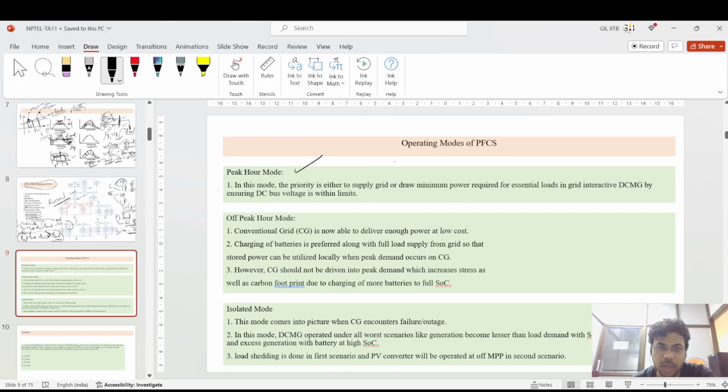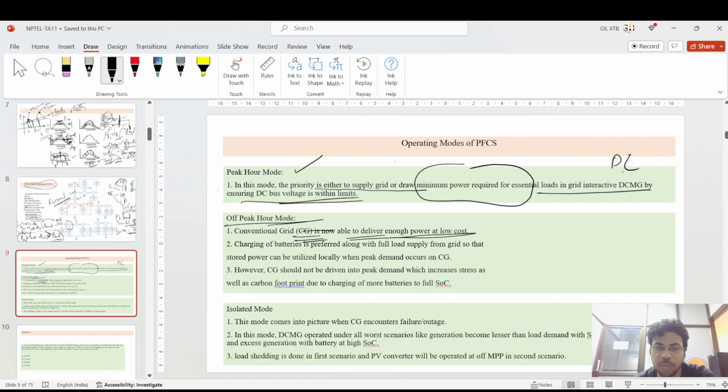So there are two operations which I have already told, that is the peak hour mode. Peak hour mode is that the priority is either to supply or draw the minimum power required for the essential loads in the grid interactive DC microgrid, ensuring the DC voltage stays within the limits. And in the off peak hours, the conventional grid can deliver enough power at a low cost.